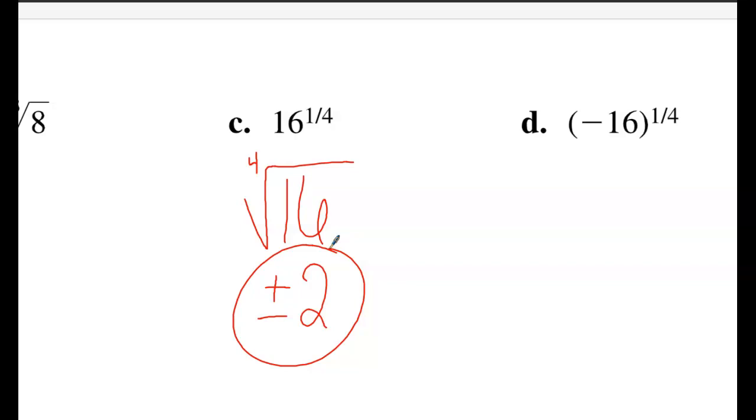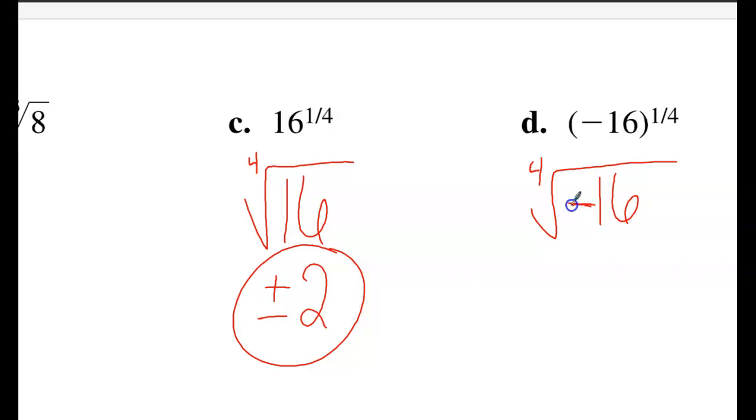So negative 16 goes on the inside and 4 on the outside. Okay, that's the part I need to make the correction on. So do I have 1 or 2 answers? 2. Okay. What times itself 4 times will give me negative 16? This is where I need to make the correction.